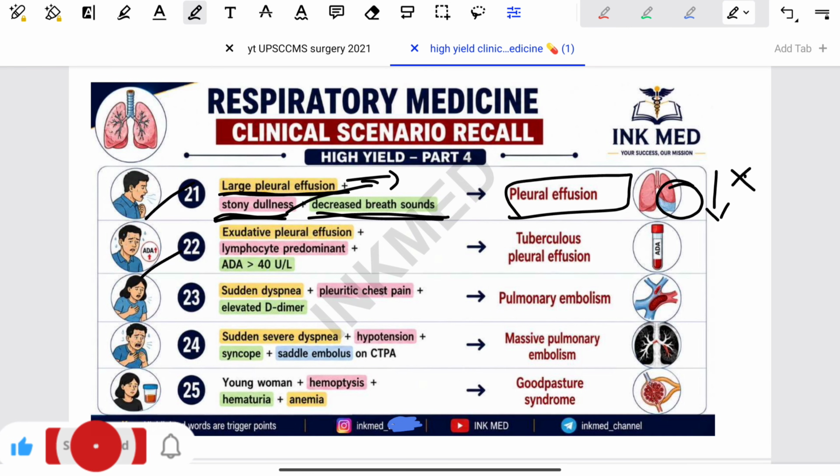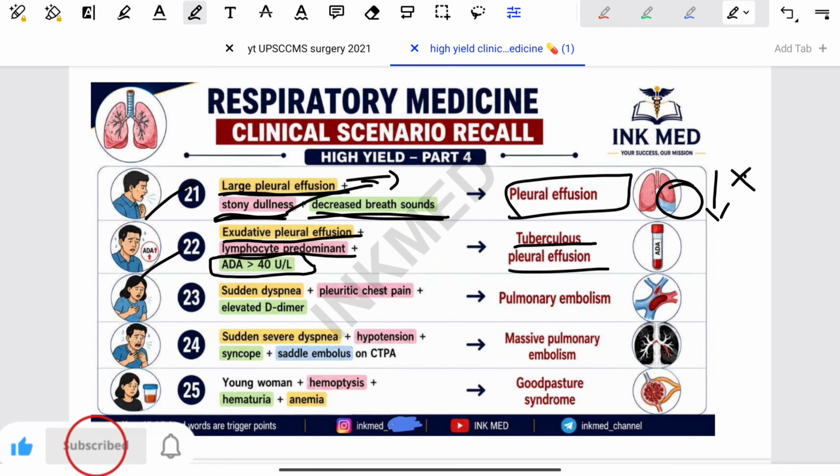Next, the pleural fluid analysis shows an exudative effusion, lymphocytic predominance, and ADA more than 40 U/L. Diagnosis: tuberculous pleural effusion. Trigger words: exudative effusion, lymphocyte predominant, ADA more than 40.